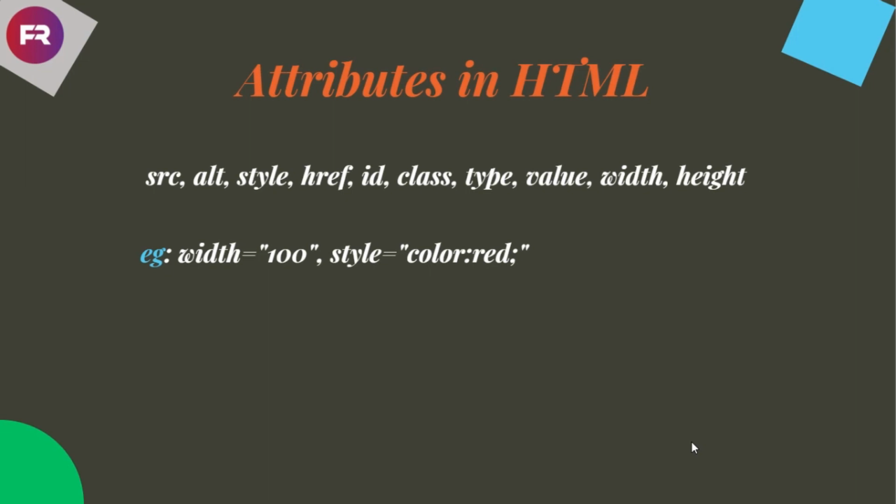There are many attributes such as source, alternative text, style, href, id, class, type, and many more. The id attribute defines the unique element in an HTML document. The id attribute is used to point out a specific style declaration in a style sheet. It is also used by JavaScript to access and manipulate the elements within the specific id. The class attribute is used to specify a class for an HTML element. Multiple HTML elements can share the same class.